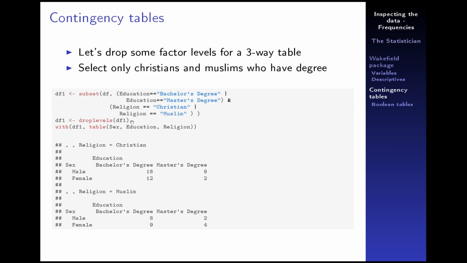And after this you have to use drop levels. If you don't have the drop levels, the empty levels will haunt in your new data. You don't want that. So get rid of the empty levels with drop levels, and then I'm having the syntax with now three variables: sex, education, and religion.